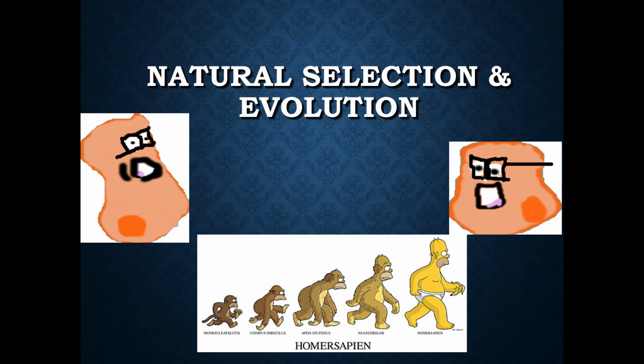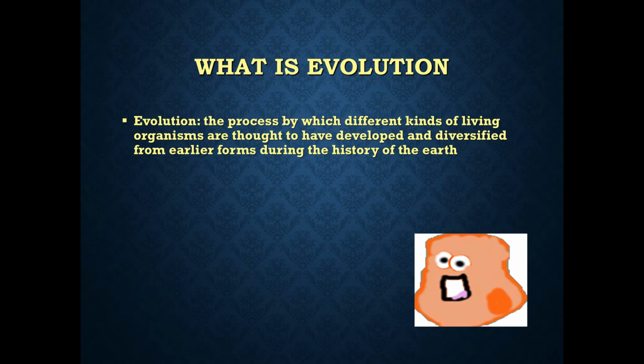Natural selection and evolution. What is evolution? Evolution is the process by which different kinds of living organisms are thought to have developed and diversified from earlier forms during the history of the Earth.